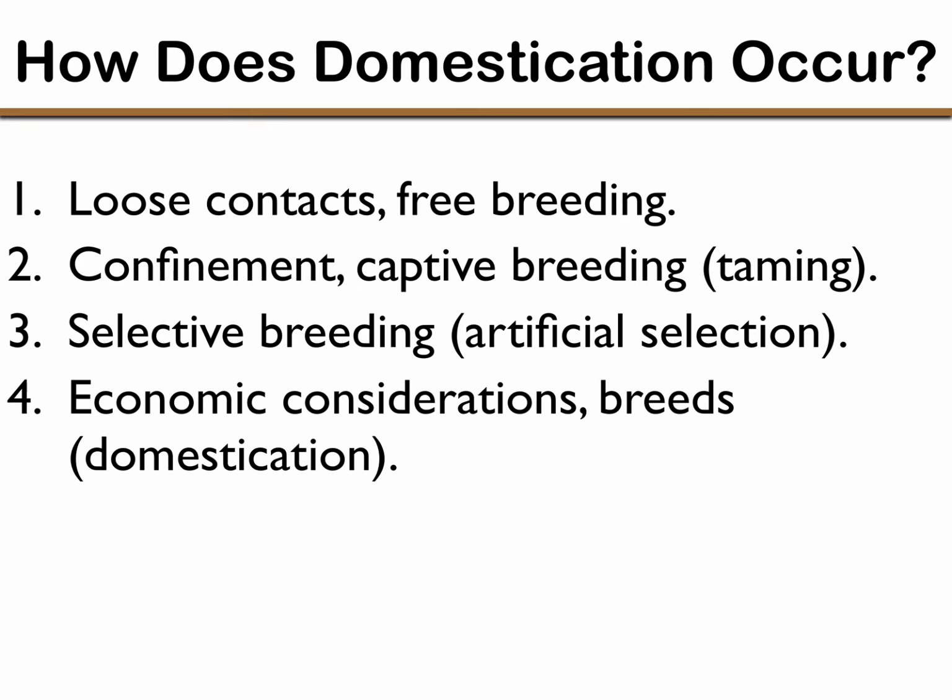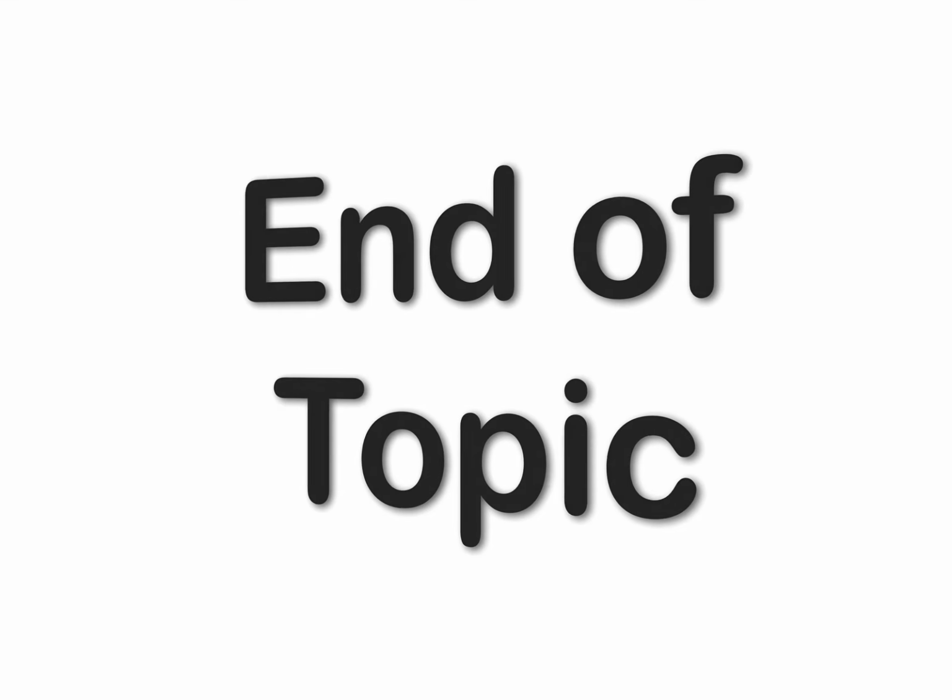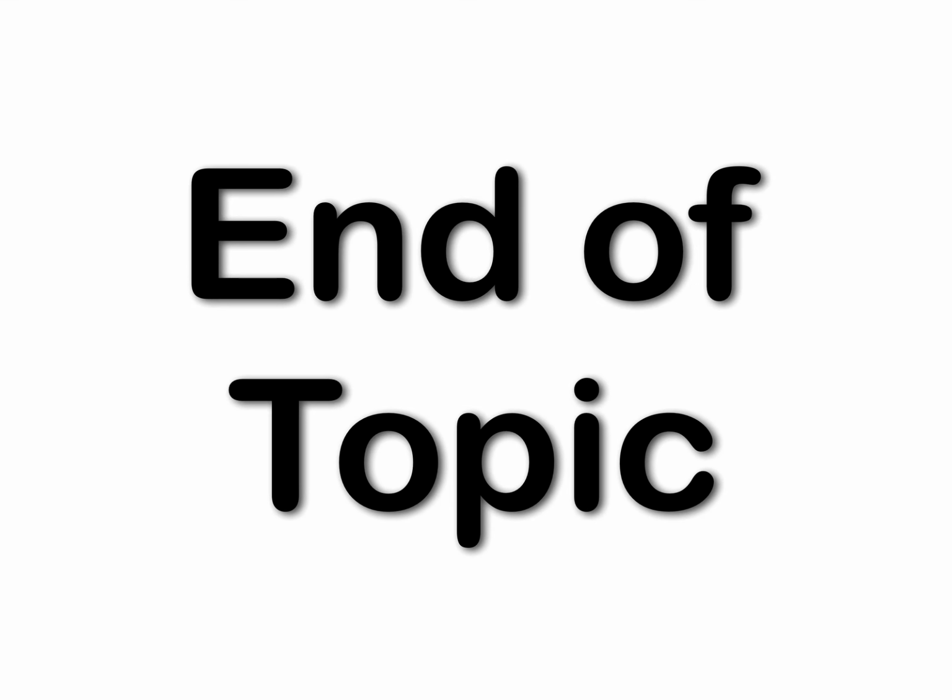Now notice, taming and domestication are not the same thing. You can tame a wild animal, but you've not domesticated it. You don't get to the domestication part until you've actually artificially selected, step 3, and then end up with, step 4, discrete breeds that exhibit those characteristics for which you've selected. That is domestication. Okay, so that's our introduction to domestication, and we'll look in other segments at some topics related to this.